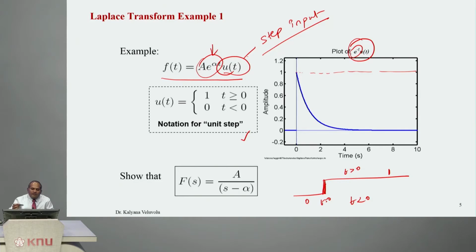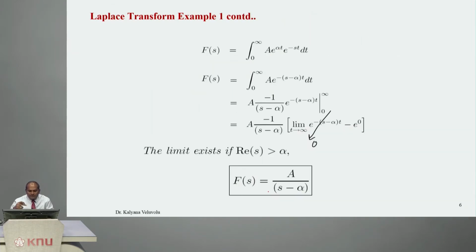So in analysis, exponential functions are very common. So we are going to focus on this exponential function. Now we need to apply the Laplace transform to get F(s) equal to A by s minus alpha. So let's try a simple analysis.